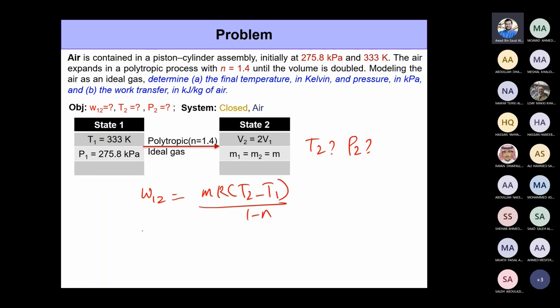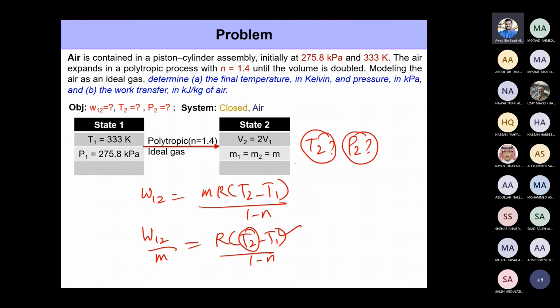Now here, what we want is the work output per unit mass. So we're looking for R times (T2 minus T1) by 1 minus n. So we have T1. Once we have T2, we will be able to make use of this equation and solve for work output. So yes, we can do that. But for now, the question is, how do we determine T2 and how do we determine P2? Once you have these quantities, it is your choice.